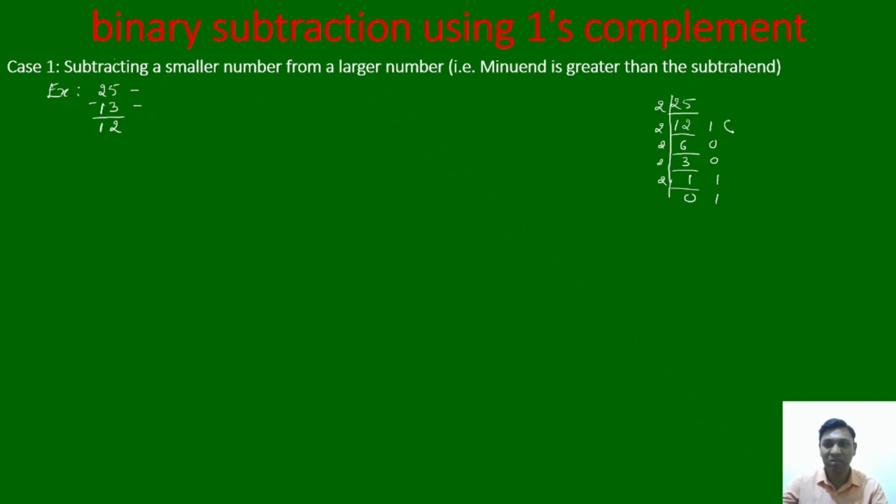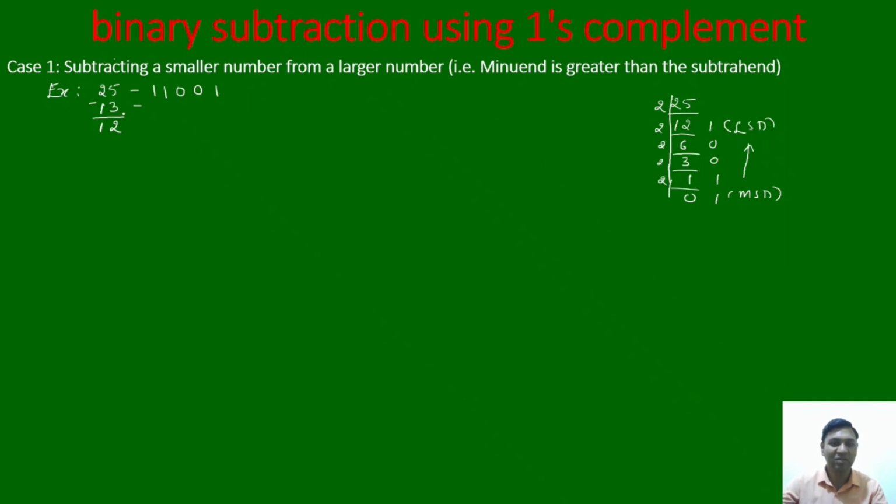So here the first remainder is called least significant digit and the last remainder is called most significant digit. So we will have to write the binary equivalent of this number from most significant digit to least significant digit. So in front of 25, I have to write now 1, 1, 0, 0, 1.